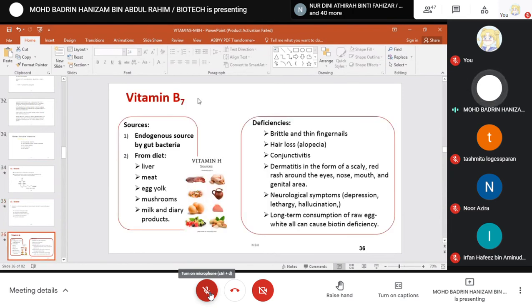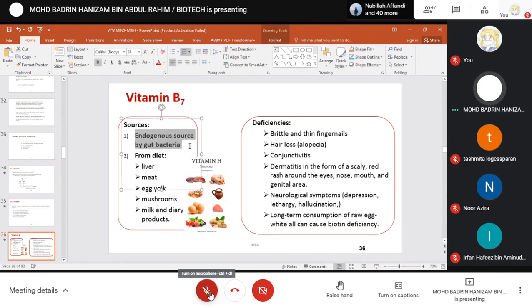And then let's see how we can get this vitamin B7 from the endogenous source, the gut bacteria I just mentioned. That is why I always say to my students, to my family, I always tell them to try to eat lots of fiber. It's not that easy, not really hard, but it's important.